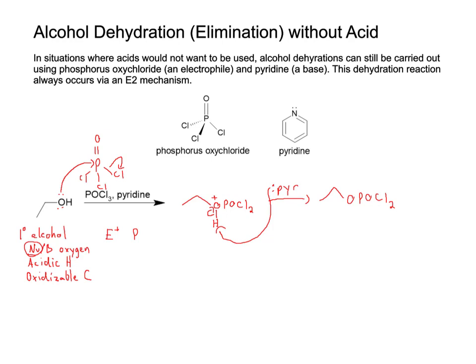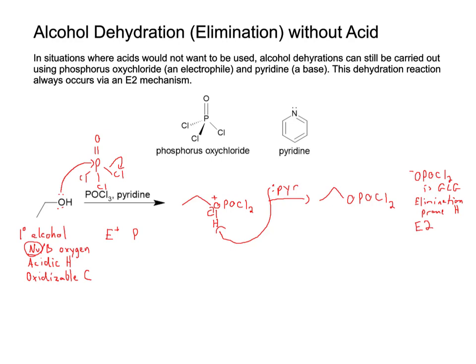Let's analyze this intermediate. We have OPOCl2, which is a good leaving group, because the negative charge on that oxygen is going to be very well stabilized through resonance. We also mentioned that whenever we use POCl3 and pyridine on an alcohol, we're going to get an E2 mechanism. So we should also mention that we have elimination-prone beta hydrogens. So here are the notes that I have on this intermediate.